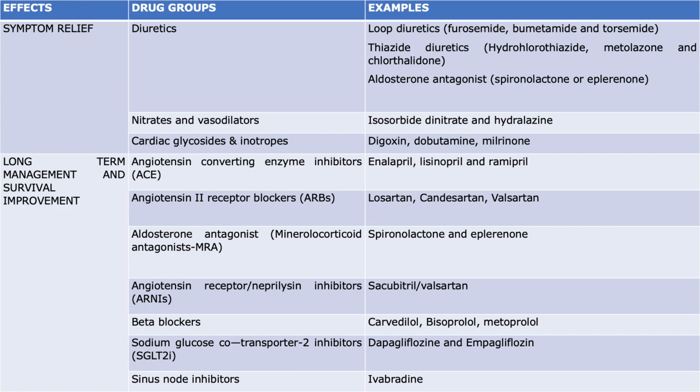Beta blockers are also going to be avoided in the acute phase, but in the long run can be used, especially for those patients that have arrhythmias, especially atrial fibrillation. Carvedilol, bisoprolol, metoprolol are examples.